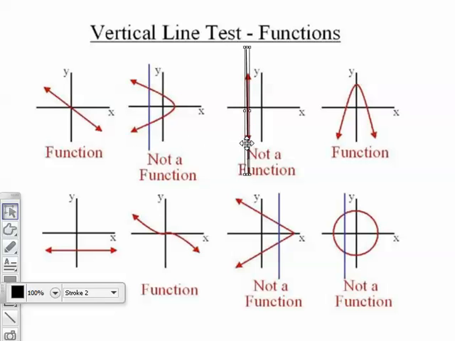I'm going to come along over here. Am I touching that line more than one place? Yes, multiple places. Not a function. How about this one? I go along that red line. I don't see it touching in more than one place at a time. Function. How about this line over here? Well, I'm going to only touch it in one place at a time.